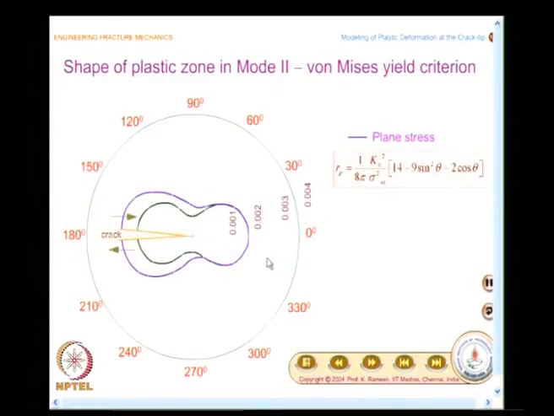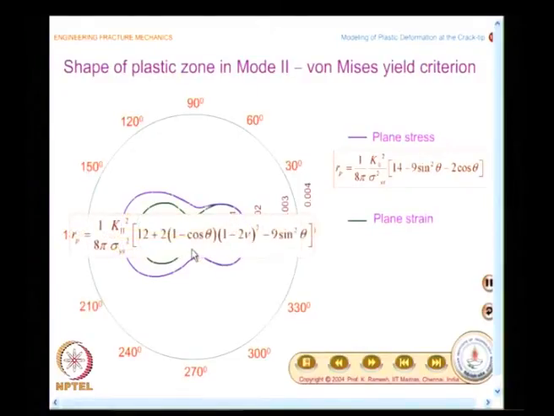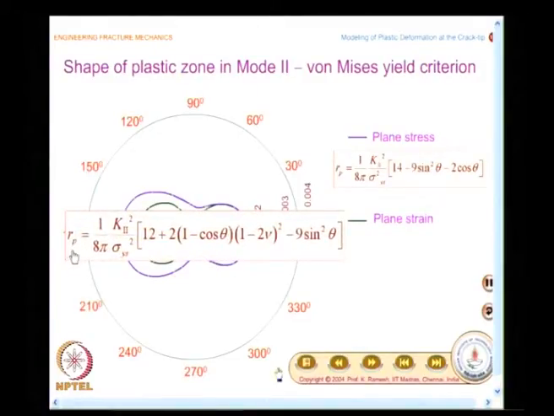And when you change it to the plane strain situation, the expression turns out to be like this: Rp equal to 1 by 8 pi k2 squared by sigma ys squared multiplied by [12 plus 2 into (1 minus cos theta) multiplied by (1 minus 2 nu) whole squared minus 9 sin squared theta]. Let me caution you, you have a complicated expression. Many times when you come across a complicated expression, you also assume that it is the correct expression. Do not have that kind of mental block.